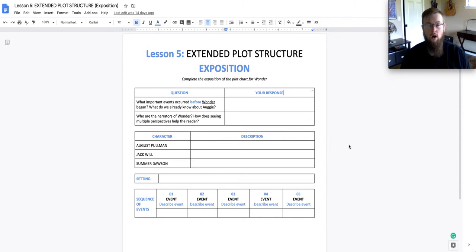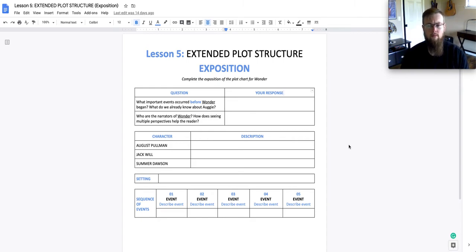The second question asks, who are the narrators of Wonder? How does seeing multiple perspectives help the reader? In the book Wonder, you have the main protagonist Augie, but we see more perspectives than just him. We see the other round characters like Summer and Jack, and we get to see the story timeline through their eyes. How does that impact your perspective on the book? How does that change the way you read it or the way you view characters? And who are the narrators, the people who tell the story? That is the second question of the exposition.